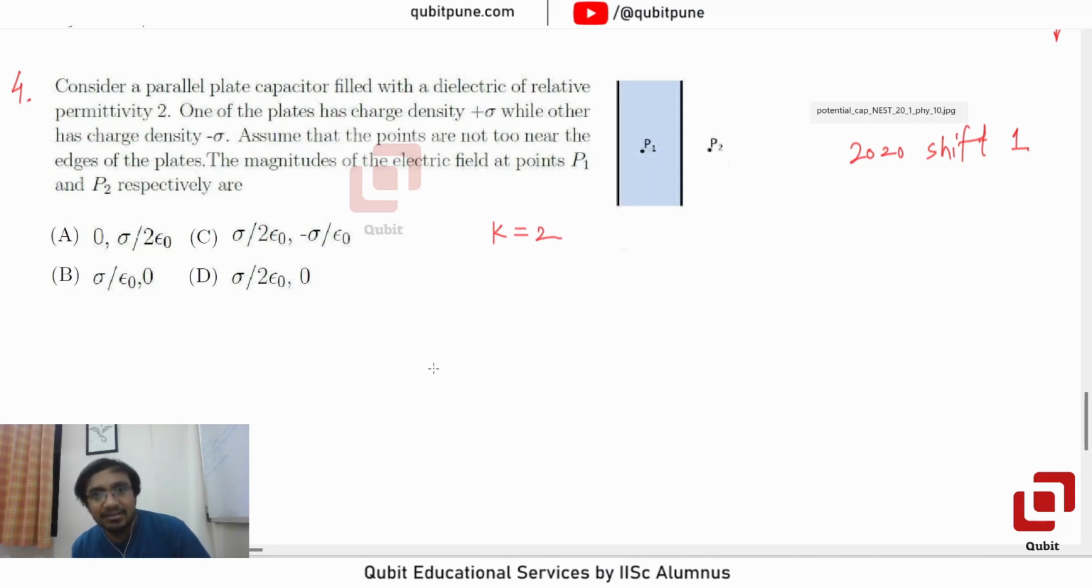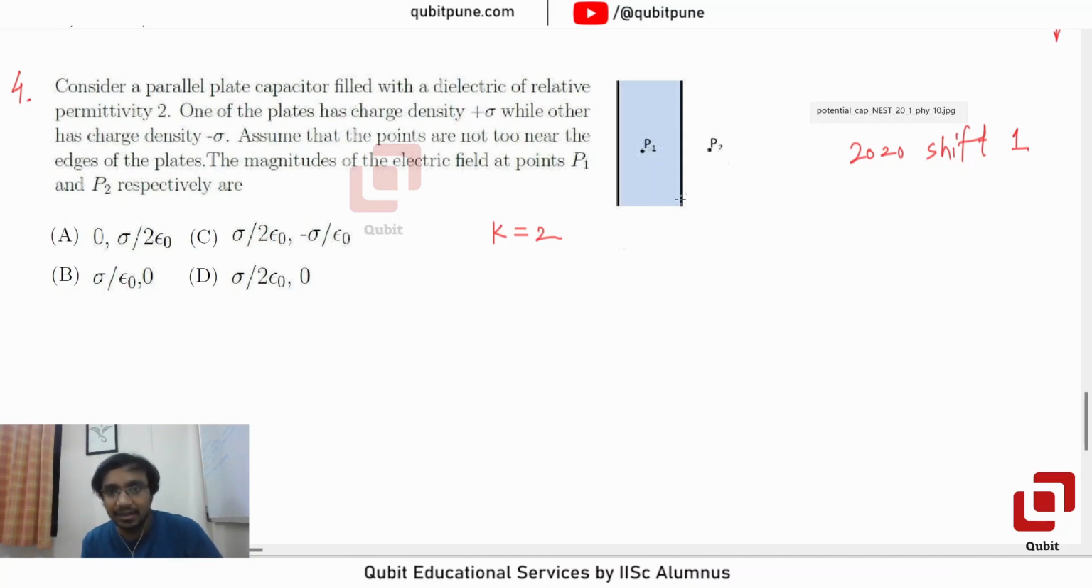One of the plates has charge density plus sigma while the other has charge density minus sigma, obviously. Assume that the points are not too near the edges of the plates. The magnitudes of the electric field at points P1 and P2 respectively are: A, 0 and sigma by 2 epsilon naught; B, sigma by epsilon naught and 0; C, sigma by 2 epsilon naught and negative sigma by epsilon naught; and D, sigma by 2 epsilon naught and 0.